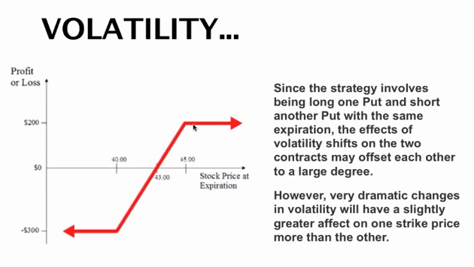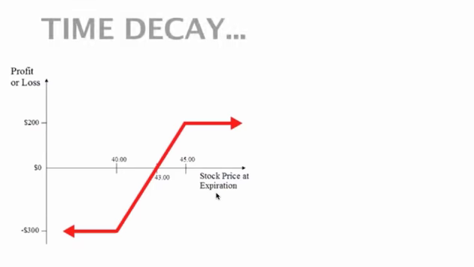So if you have a positive volatility move here and a negative volatility move here, more or less, they're going to offset each other. There is going to be a slight difference because you are selling and buying at different strike prices. But again, it's only going to be a very small difference. You're going to have a greater impact on the actual underlying price of the stock.